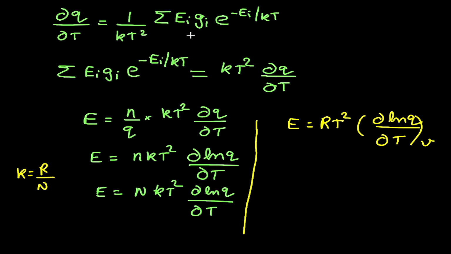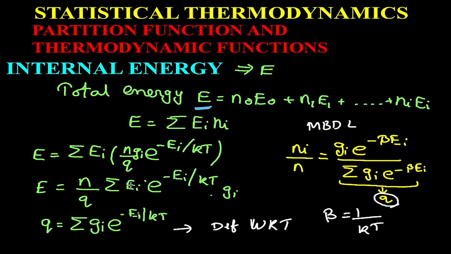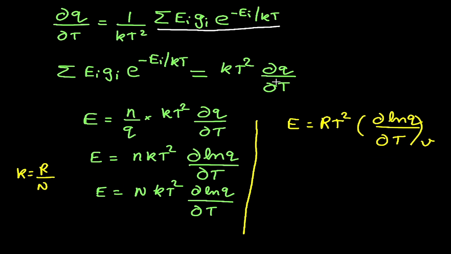Now we will rearrange this in the form of summation Ei gi e raised to minus Ei upon kT. That means kT squared will go on the right hand side, and hence we will have this term. Now this we already have over here, that is this particular term. So we will be substituting it over here, and hence we will have N by q into kT squared dq by dT, and we all know that dq by q could be written as d ln q. So dq by q is written as d ln q by dT, and NkT squared.